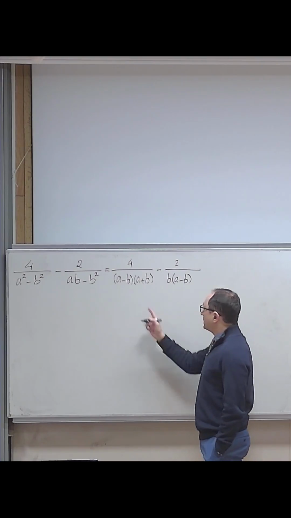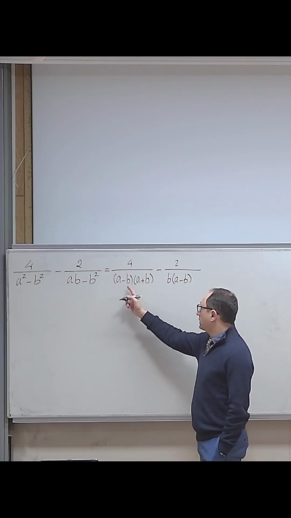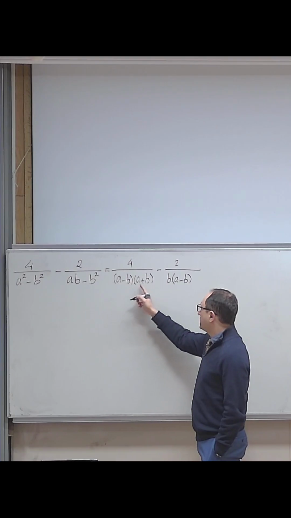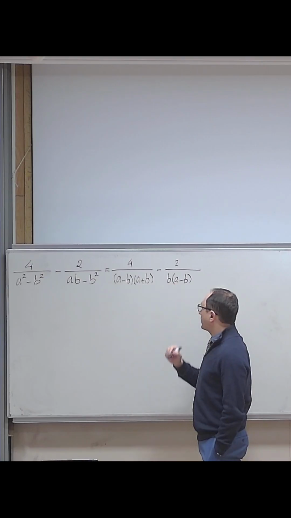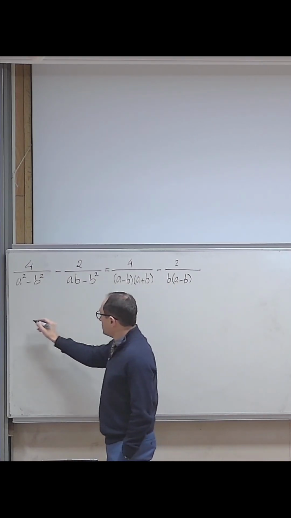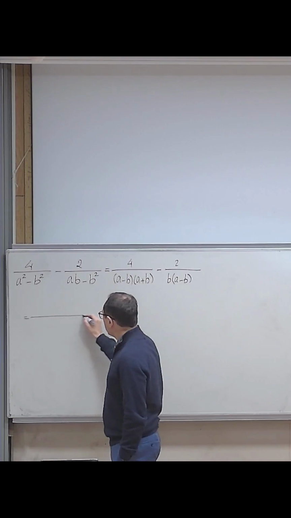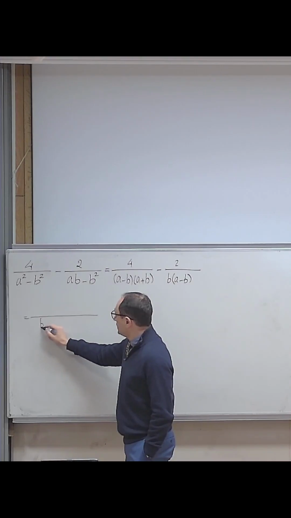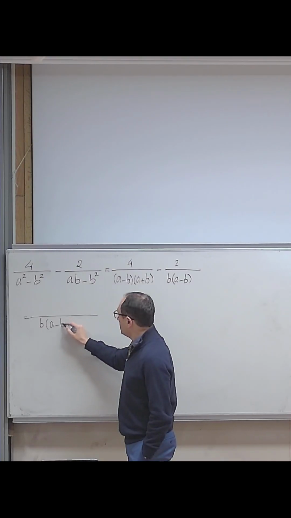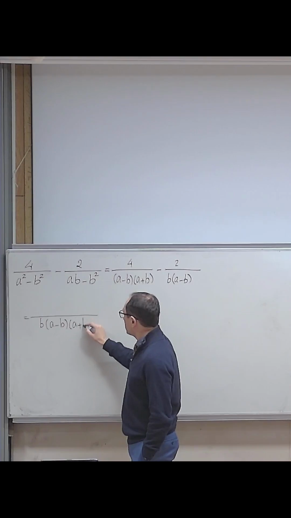And now you see that the factors appearing here are a minus b, a plus b. A minus b repeats itself here, and another factor b. So the LCD will be the product of all these factors. So I have a factor of b, I have a factor of a minus b, I have a factor of a plus b, that's it.